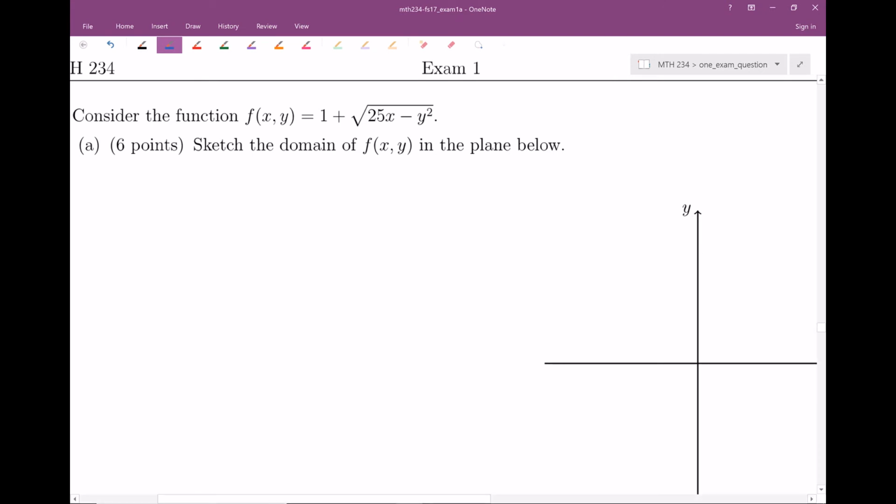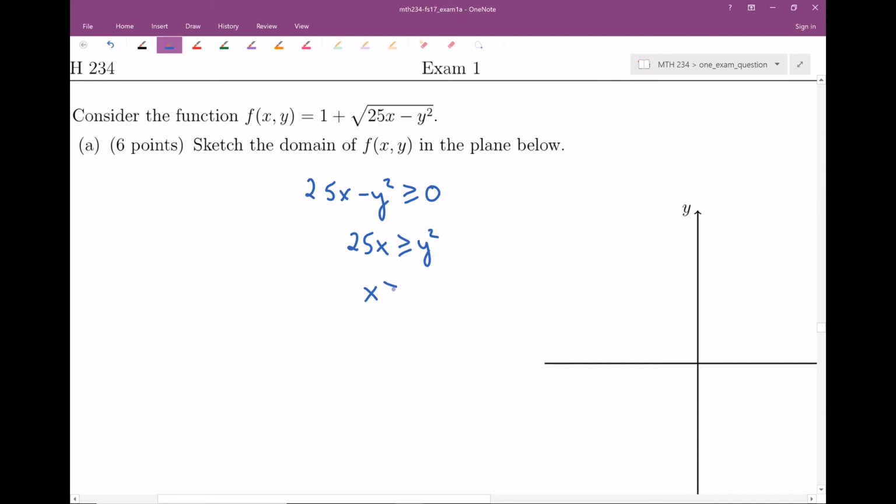So I noticed that there's no division, there's no natural logs, but there is a square root. So the thing that I plug into that square root, in this case 25x minus y squared, we want to make sure that that's greater than or equal to 0. Alright, so at this point we can go ahead and rearrange. And I'm going to make this 25x should be greater than or equal to y squared.